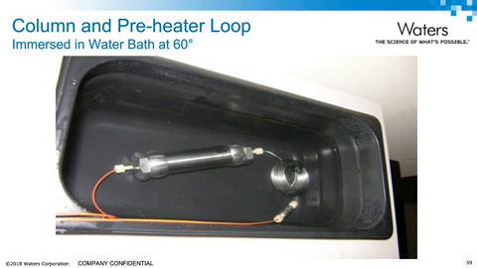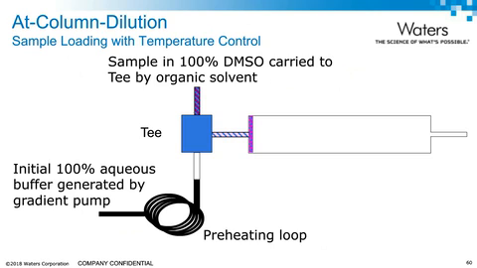So now we can control the outside environment of the column, as well as heat the mobile phase before it enters the column. So now you're going to say, okay, I want to do at-column dilution and I want to do temperature control. Not to worry, we can simply put the whole apparatus into the water bath, and we put the preheating loop on the side of the aqueous mobile phase that's going into the tee.